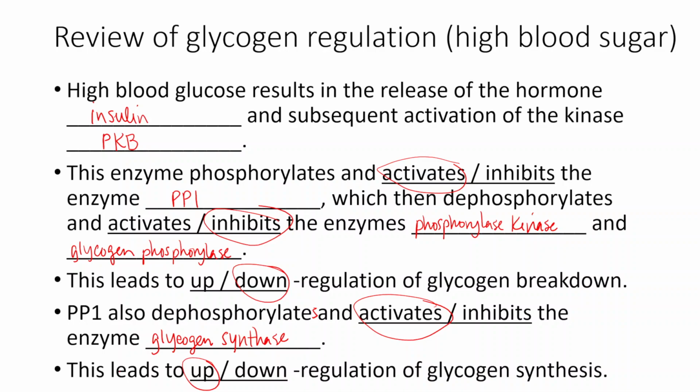So we started this whole thing out with high blood glucose. High blood glucose means you have extra glucose. So it's a good time to not break down glycogen. It's a good time to make glycogen with all the extra glucose that you have. So, any questions about glycogen synthesis and breakdown or gluconeogenesis?